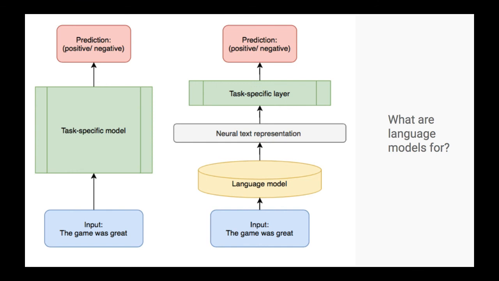Basically, we use it as a text representation, plug in a prediction layer, and then fine-tune this text representation together with the prediction layer.